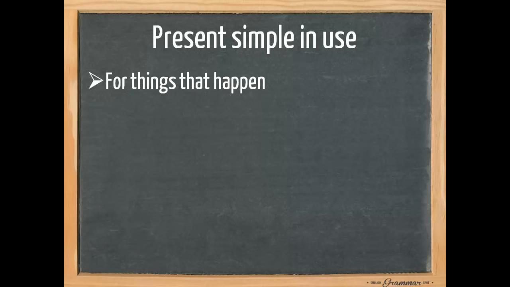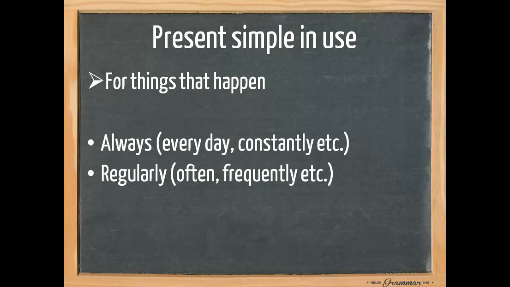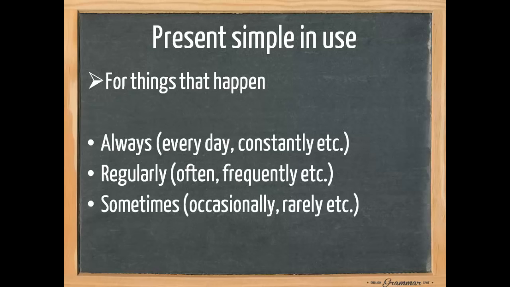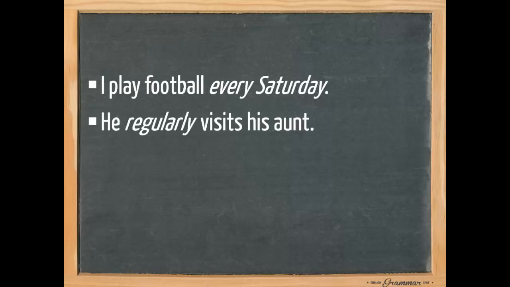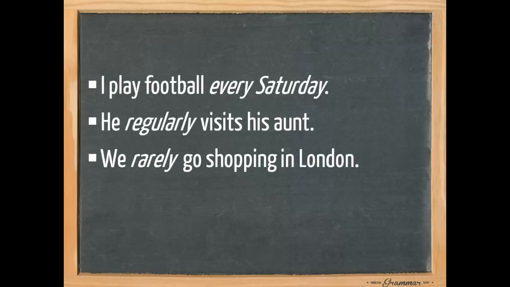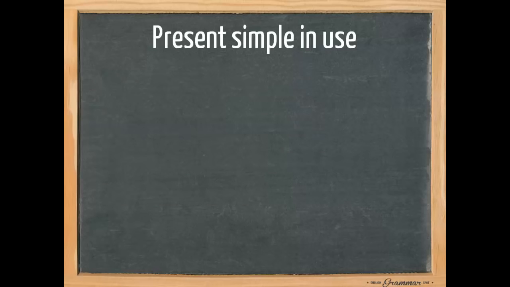First, we use the present simple for things that happen always, such as every day and constantly, regularly, such as often and frequently, sometimes, such as occasionally and rarely, and never. For example, I play football every Saturday. He regularly visits his aunts. We rarely go shopping in London. They never work late on Friday.